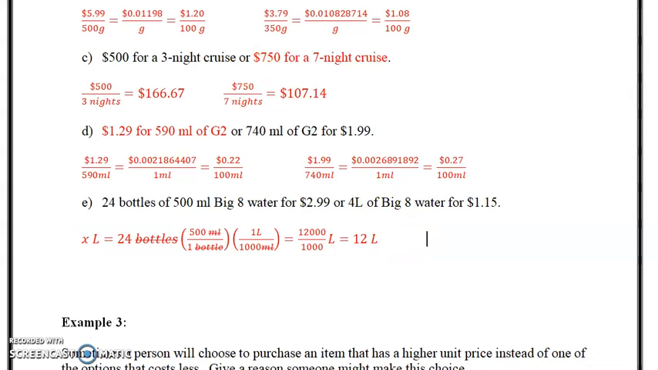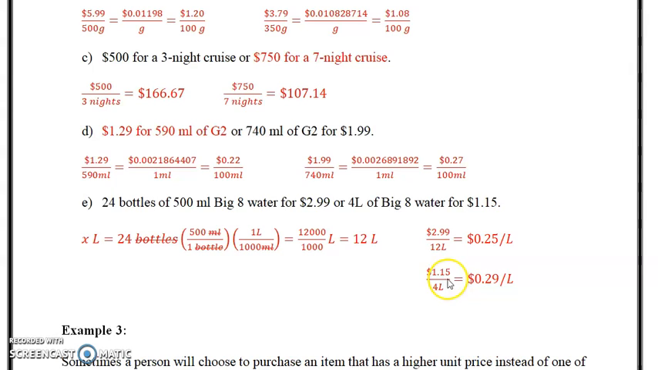So now at this point, what we're going to do is get the unit price. That would be $2.99 divided by 12 liters, which would equal 0.25 dollars per liter. Okay, so 25 cents a liter.